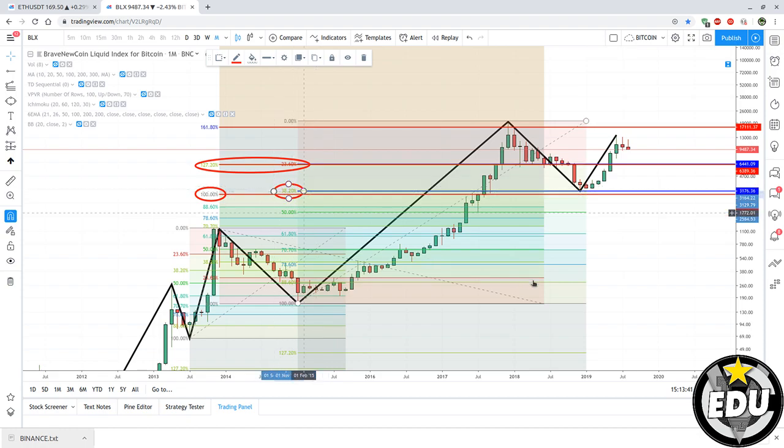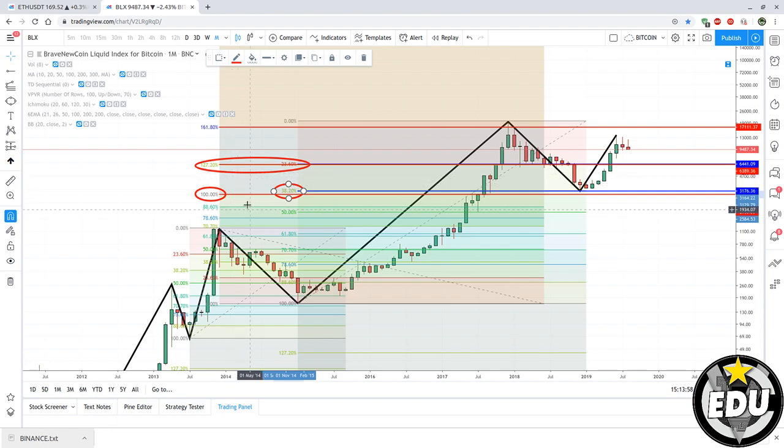Don't you like it? It looks like magic sometimes. And that's it. I mean, we could have got the bottom also by tracing a Fibonacci extension. This is something that I noticed, that it's ridiculously perfect.